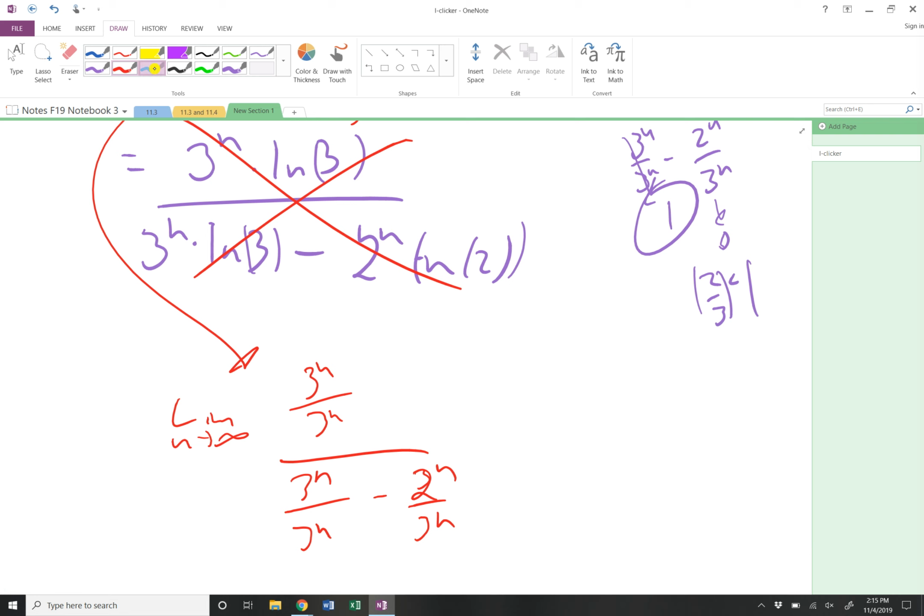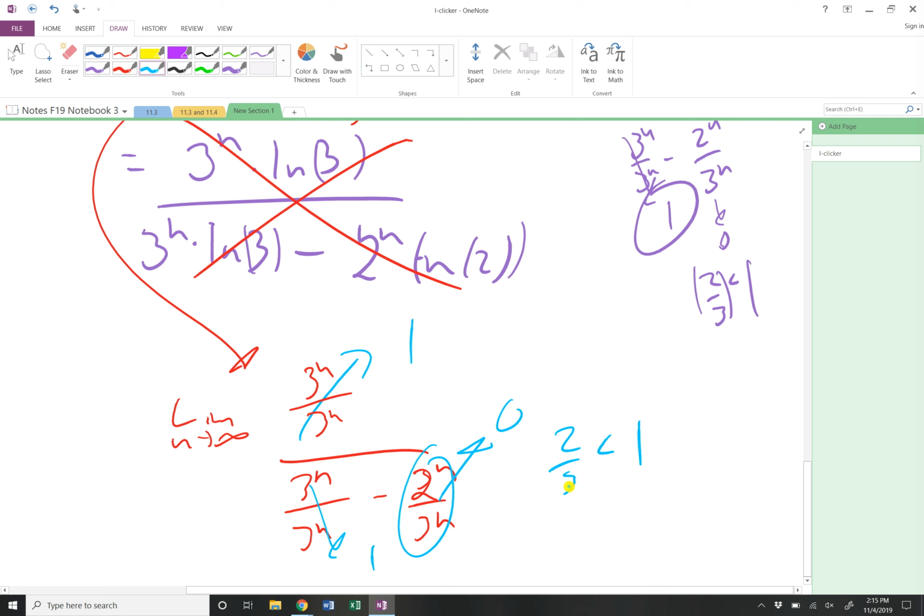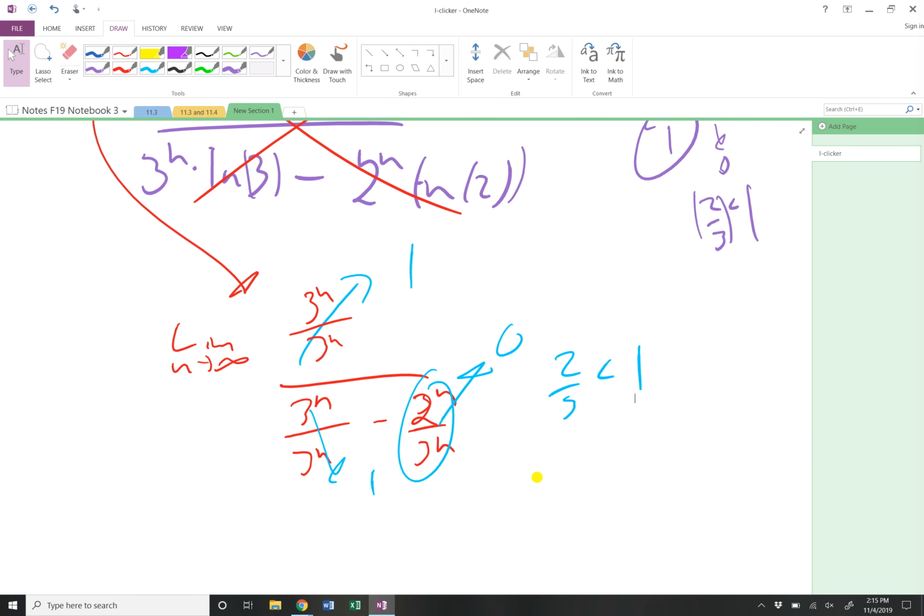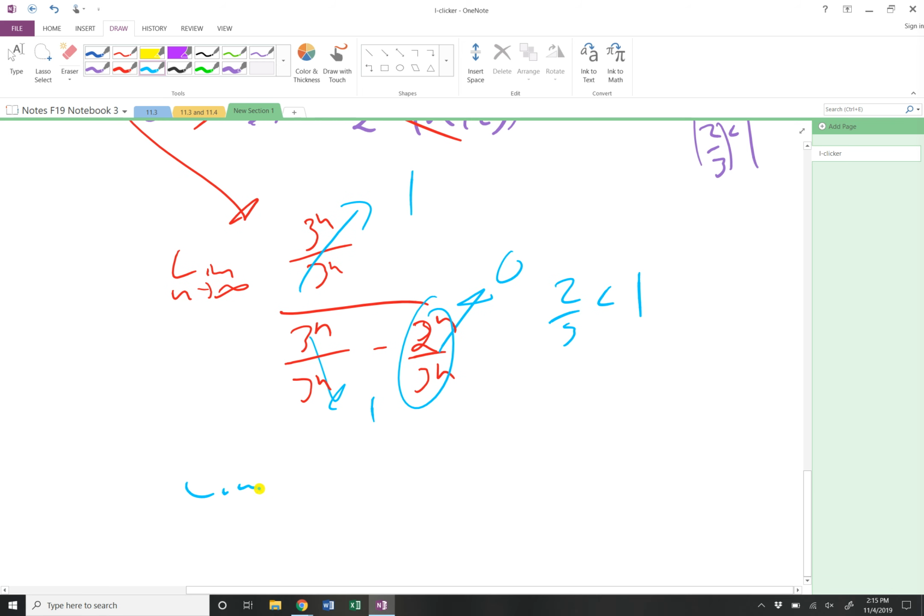And this one goes to 1. That one is 1. And what happens to this term? It goes to 0 because 2/3 is less than 1. So it's a geometric sequence. So then again, the limit is 1.